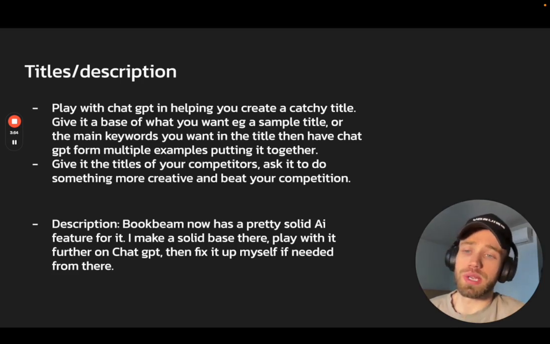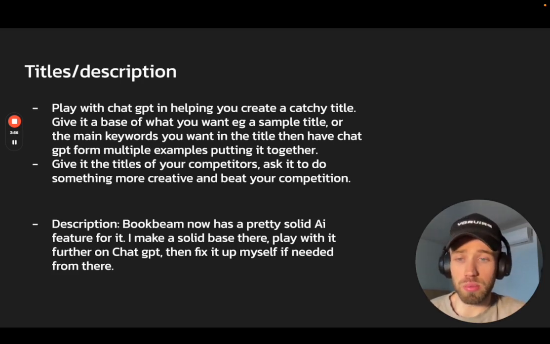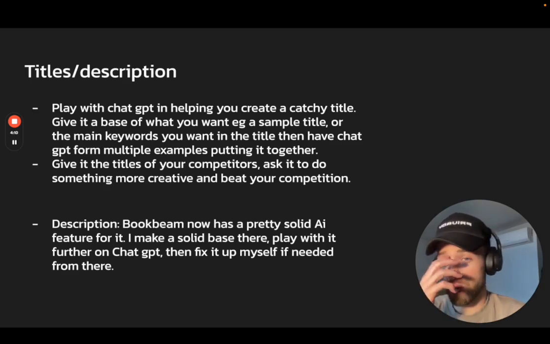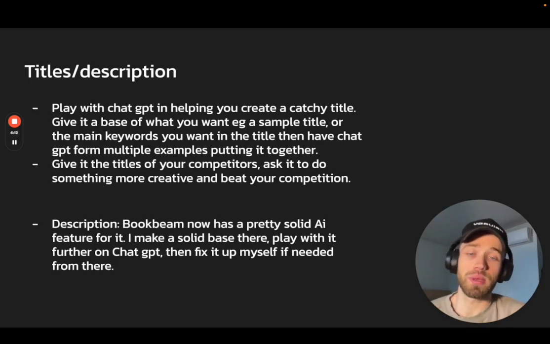With my titles and my description. Now, with the titles, I'll play with ChatGPT in helping me create a catchy title. It usually does a really good job at this. I'll give it a base of what I want, kind of like a sample. I'll throw my main keywords in there, and then I'll just say, hey, give me some examples of a catchy title, use creative writing, use copywriting, these types of things. And eventually it spits out some pretty good ideas, and then I just form my own idea through that.